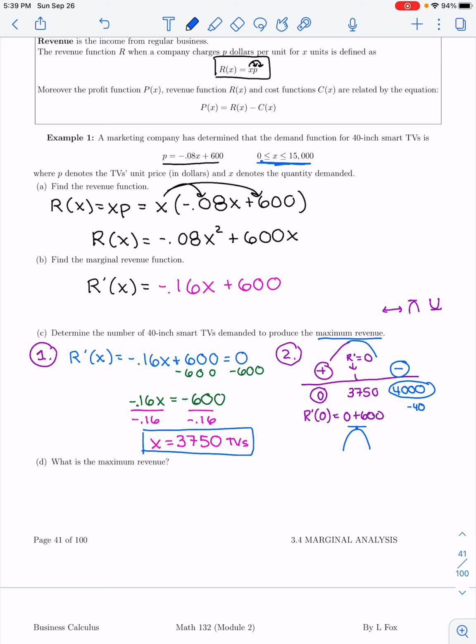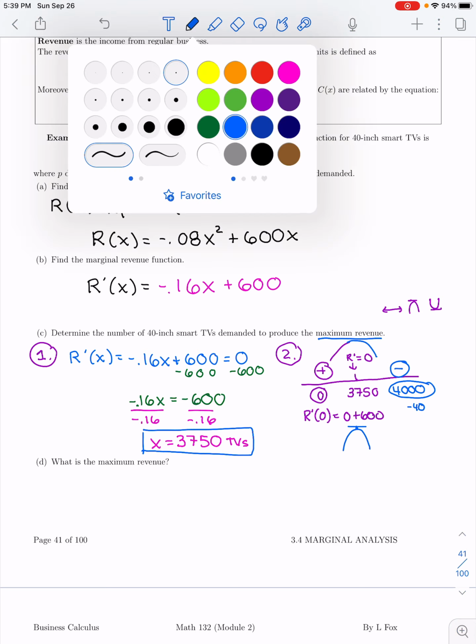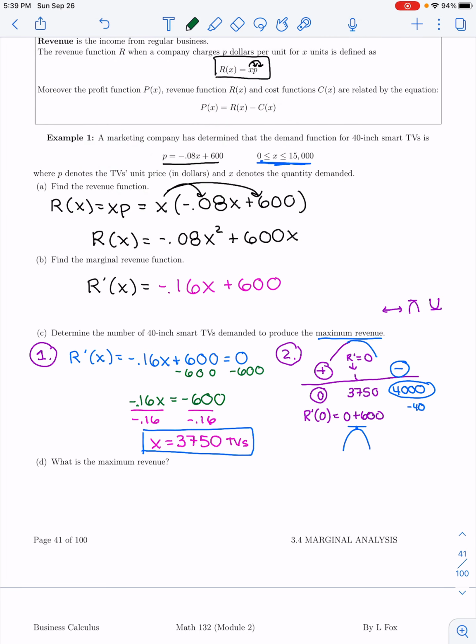And then part D is really the next question they're going to ask you. So they would say, how much should we produce? We would suggest 3,750. And then of course the very next question would be, how much money are we going to make off of this? So we want to see what the Y value would be for that X value. So we don't want to plug this into the derivative. If you make that mistake and you plug in 3,750 to the derivative, you're going to get 0 out. Remember, it made the derivative 0. So we definitely don't want to plug in there.